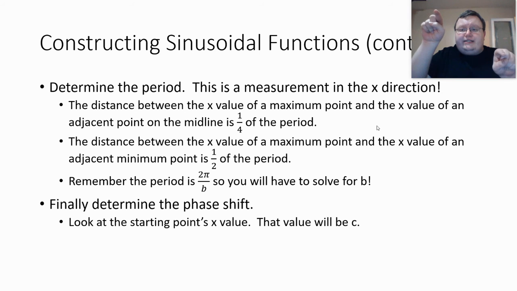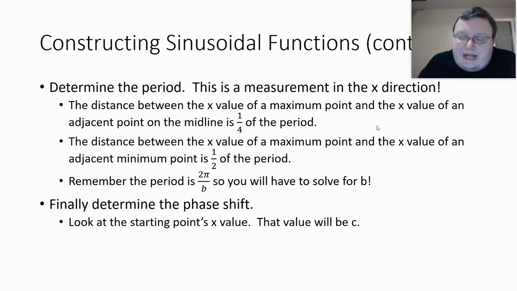Okay, that distance, if you think about it, the period, if you start with the maximum point and go to the next maximum point on the graph, that distance is the whole period. So going from the maximum to the minimum, the minimum is going to occur halfway between the two maximums. Okay, hopefully that makes sense. So that distance is half the period. The distance from a maximum to an adjacent minimum is half the period. And you can reverse those if your starting point is a minimum and the next point is a maximum. You can totally reverse what I just said.